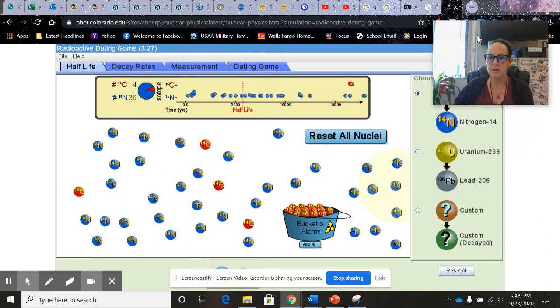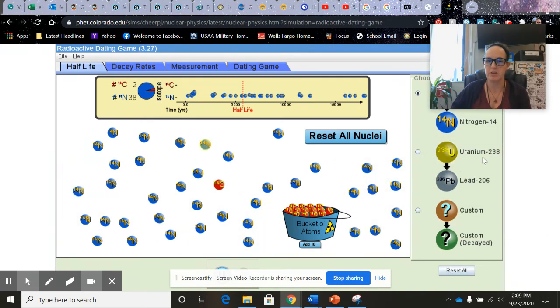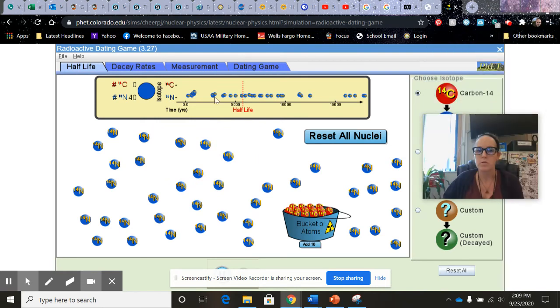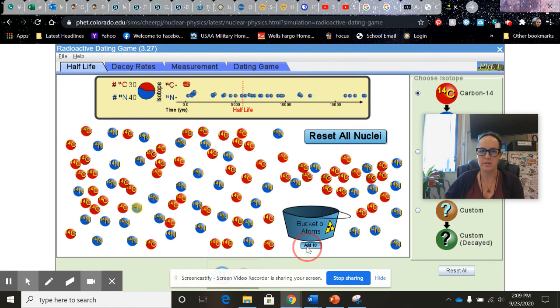Carbon is what we normally test on, but you can also test on other elements like uranium and lead, because uranium does the same thing as carbon does, except it changes into lead. So once again, when we're dealing with half-life, we want to know how long does it take for half of the carbon to turn into nitrogen. And it only starts turning into nitrogen once the organism dies. So if I add a whole bunch of carbons to this, and we watch it go, this will hit the halfway mark right around when we got to our half-life line.